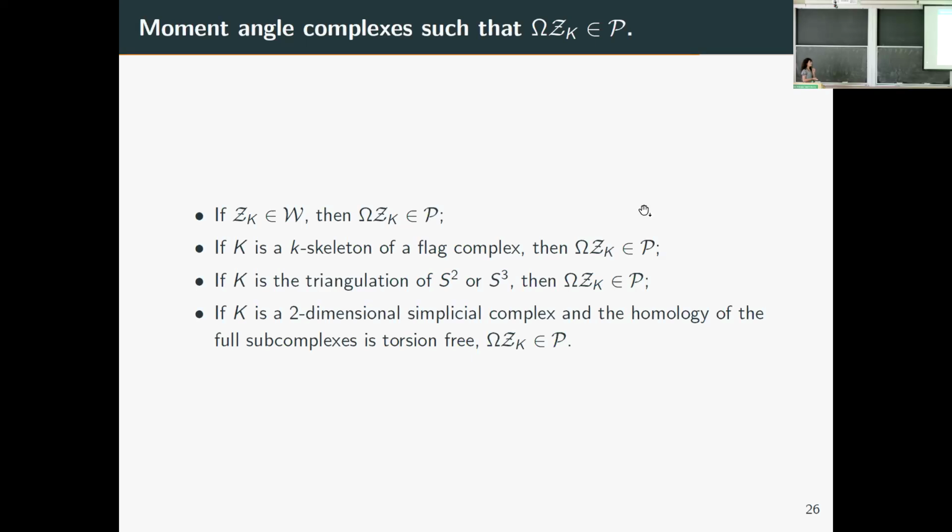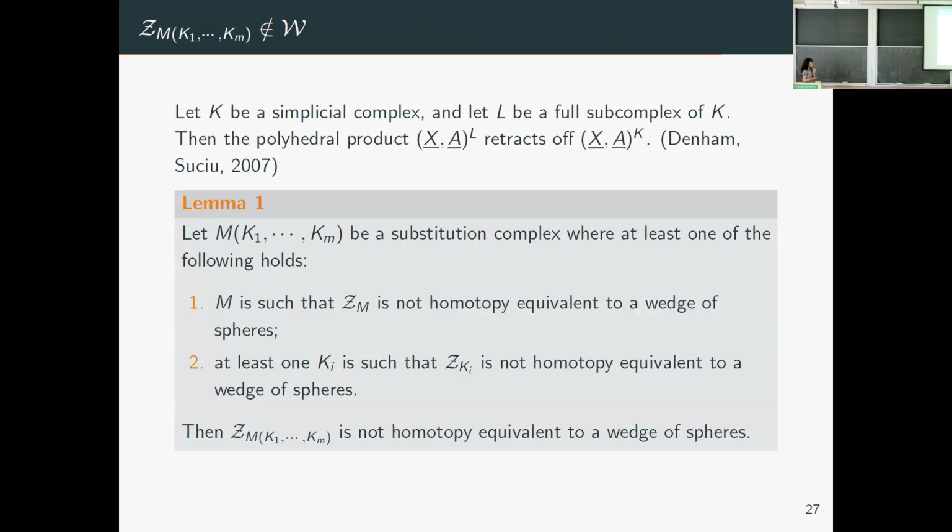So how can we guarantee that our substitution complexes aren't going to fall into either one of these categories? Well, to start with, we'll deal with the case where the moment angle complex associated with our substitution complex belongs to W. If we have a full subcomplex of K, then the polyhedral product on that full subcomplex retracts off the polyhedral product. So we had that list of all the full subcomplexes of the polyhedral join product, and in particular the substitution complex.